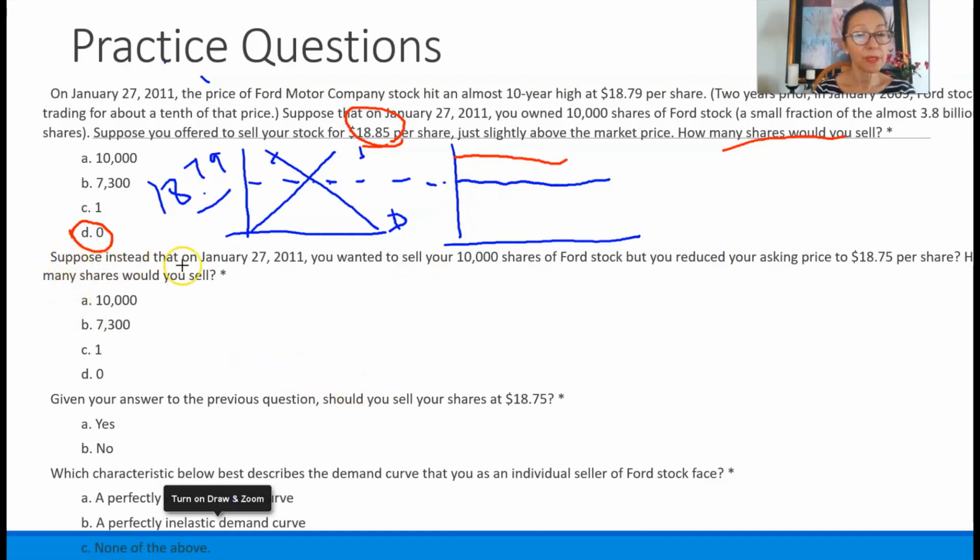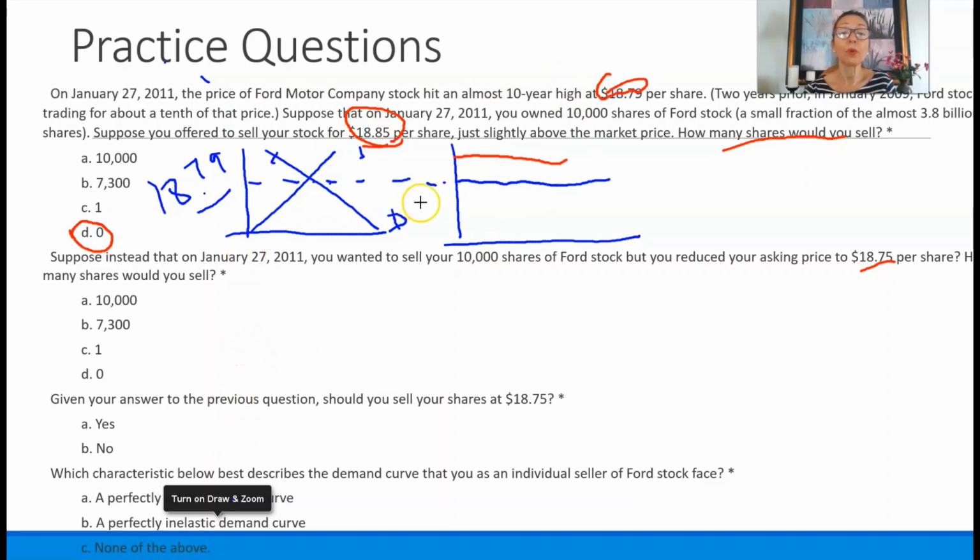Okay, now suppose instead that on January 27th, 2011, you wanted to sell your 10,000 shares of Ford stock, but you reduced the asking price to $18.75 a share. How many shares would you sell? Okay, so now we're going to $18.75, and the market price is $18.79. So how much are you going to sell?